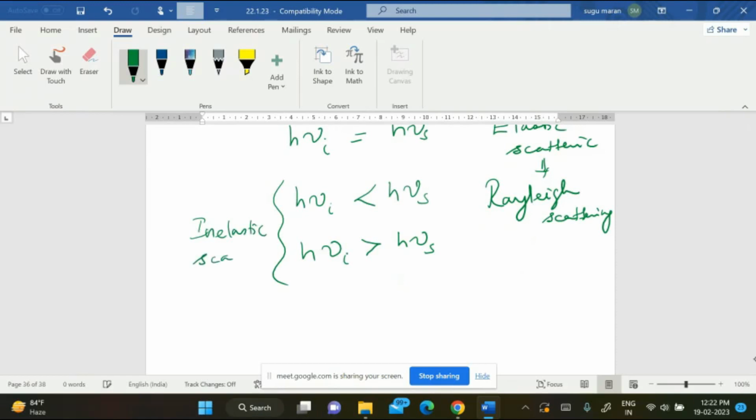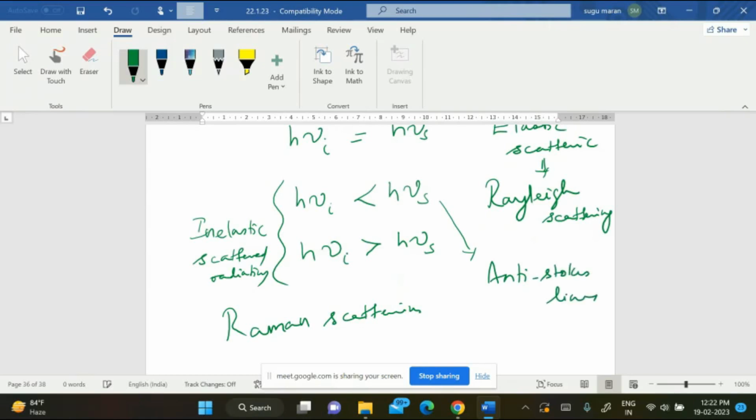Inelastic scattered radiation is called Raman scattering. The scattering where there is an increase in energy in the scattered radiation forms what we call the anti-Stokes line. The scattered line which loses energy, having lesser energy than the incident radiation, is called Stokes. They form the Stokes line. So the Stokes and anti-Stokes lines are formed because of Raman scattering.